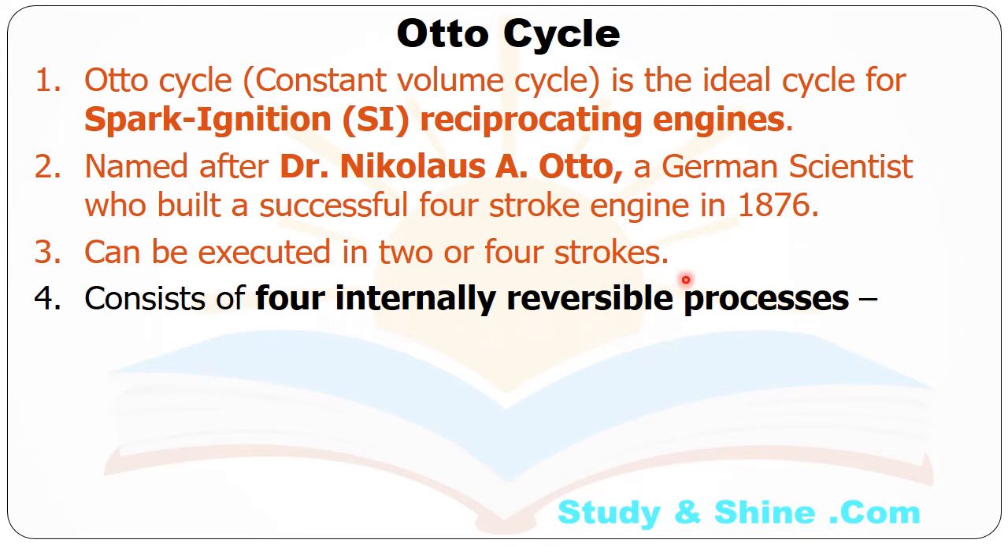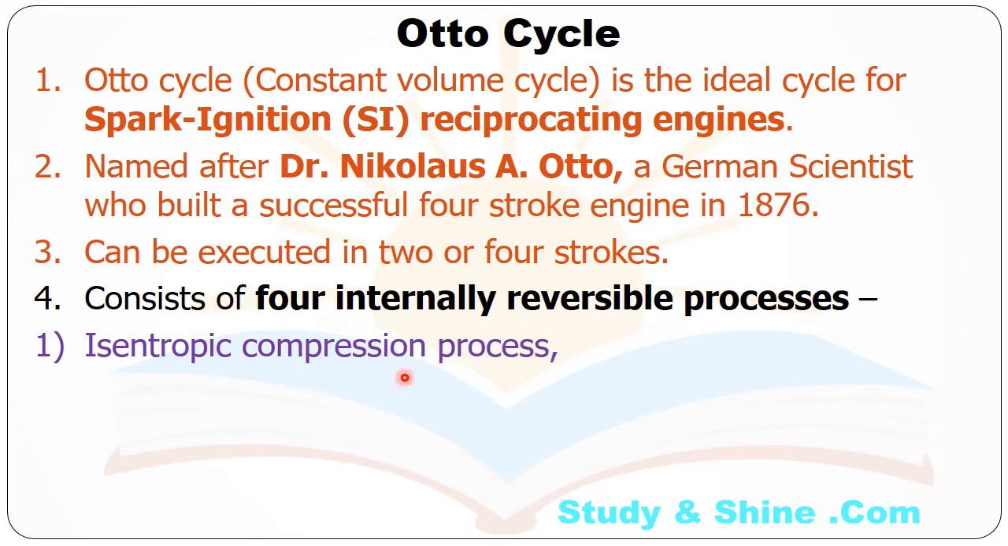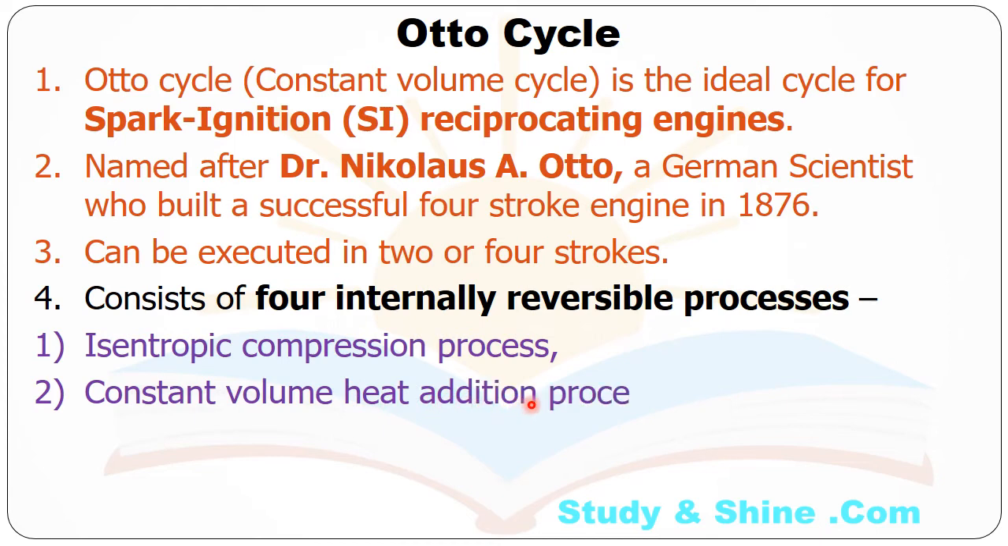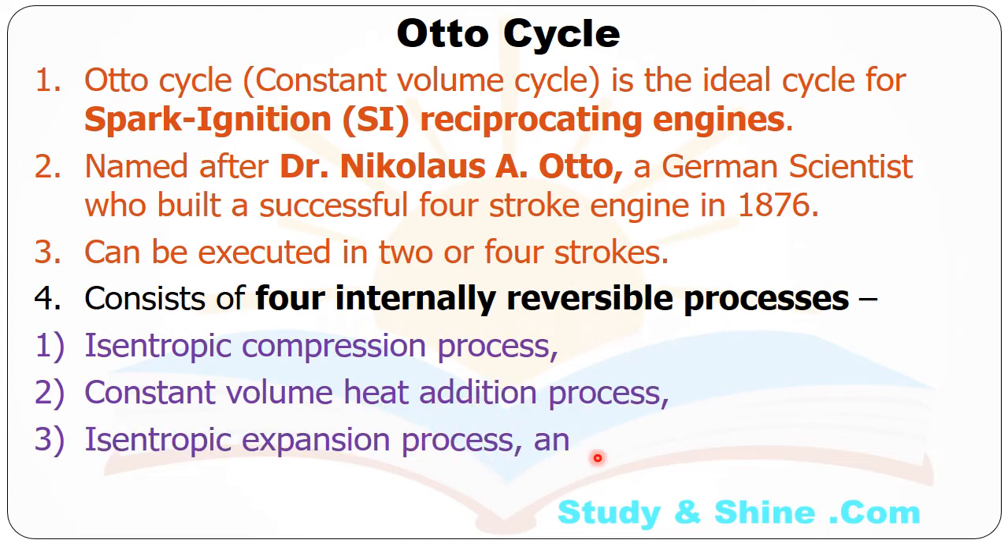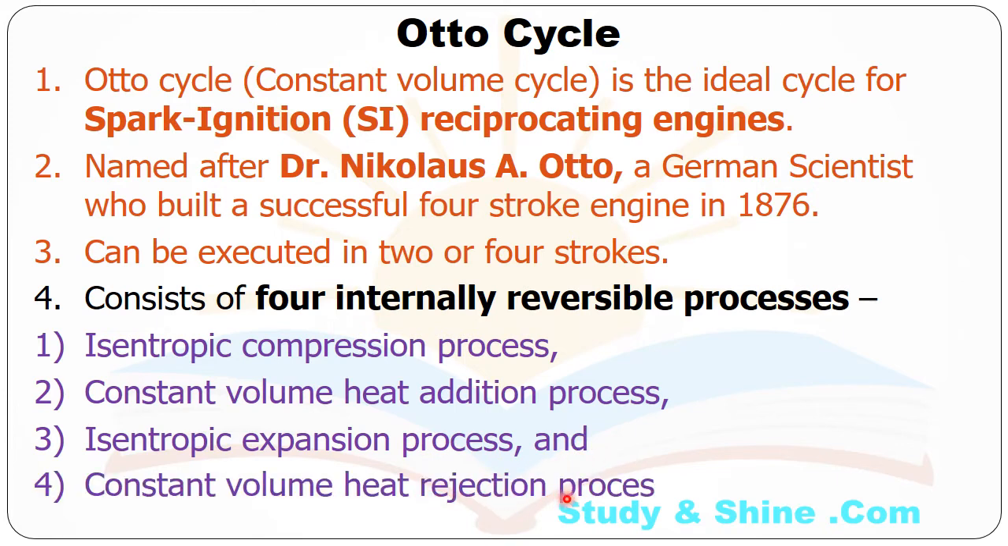Now, let's look at the processes of Otto cycle. The cycle basically consists of 4 processes. It begins with an isentropic compression process, and then there is an isochoric or constant volume heat addition process, followed by an isentropic expansion process, and ends with a constant volume heat rejection process. And all these 4 processes are internally reversible.